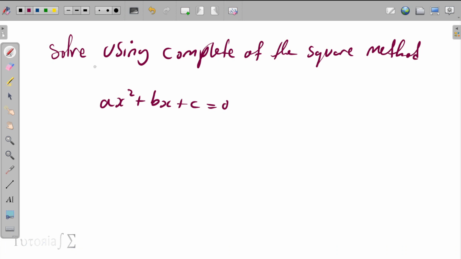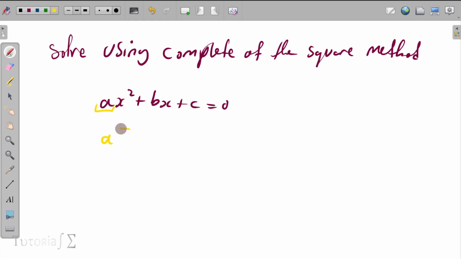We're just going to run through how you can use the complete the square method to solve any quadratic equation. A quadratic equation is in this form. The first thing you need to make sure is that the coefficient of x squared is 1. And how you get rid of the coefficient is by factoring out the coefficient.